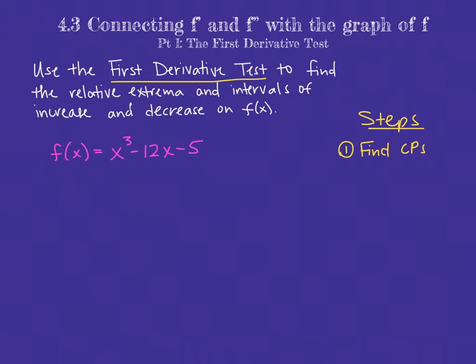Again, if critical points are something that you need to review, I recommend going back to the video about critical points. In order to find a critical point, what we have to do is find the first derivative of our function. Simply using the power rule, our first derivative is 3x squared minus 12. In order to find the critical points, we want to find where our first derivative is 0 and/or where our first derivative is undefined.